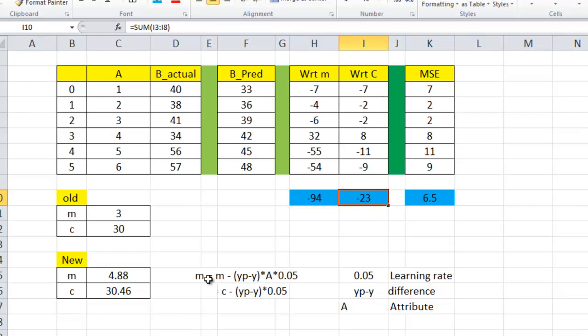Now it's a simple calculation. How to predict the new weight? Because X and Y we cannot change at any point of time, we can arrive at an optimum value of m and c alone.